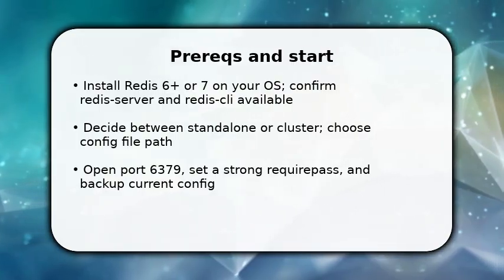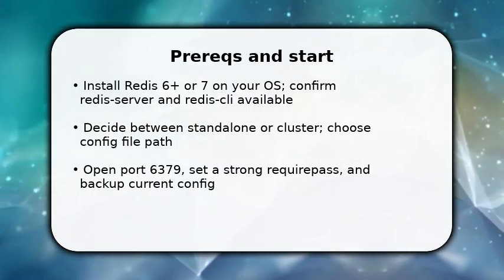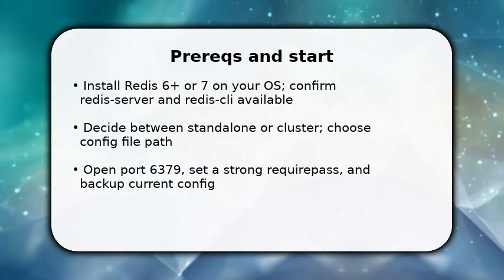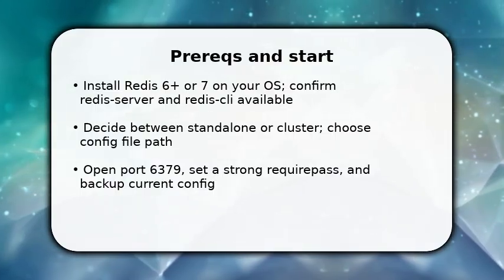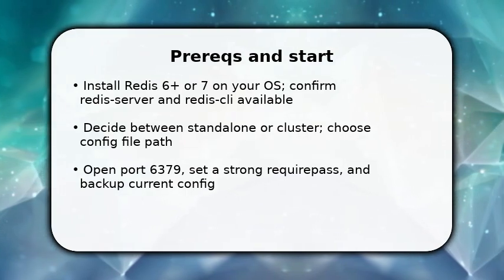Make sure you locate and copy the config file to edit, then set require pass for basic security and open port 6379 in your firewall. These steps prepare the environment so commands that follow execute predictably.